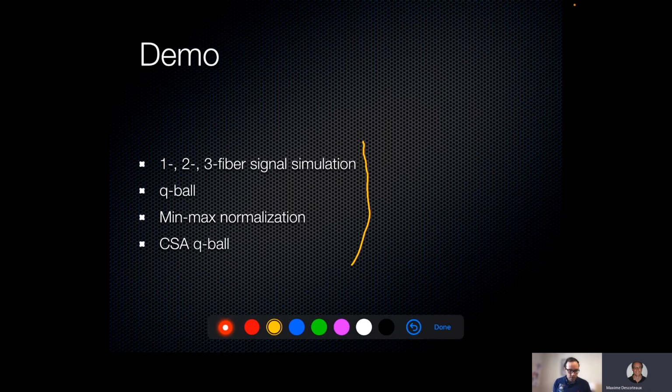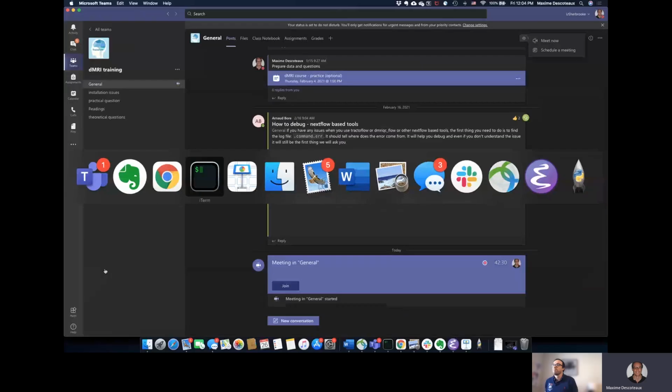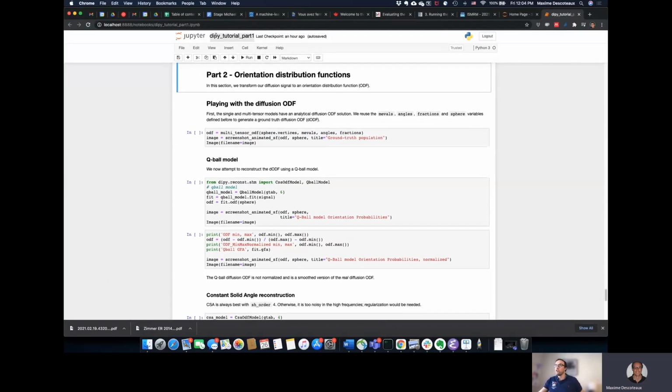Jupyter notebook. So again, we saw how to simulate signal, and now I'm going to show you how to generate different ODFs here, diffusion ODFs, with some of the DIPY models. So I'm going to take over on my computer. So now we're in the Jupyter notebook doing part 2 on ODFs.